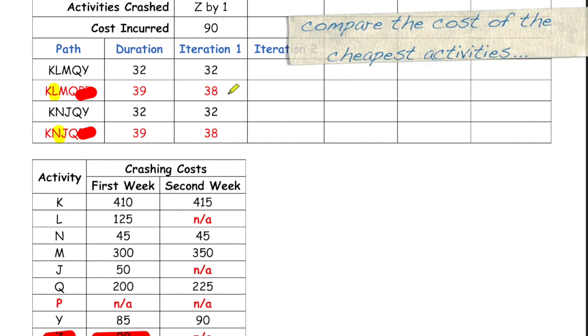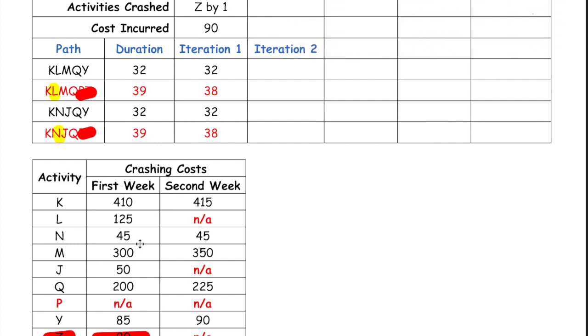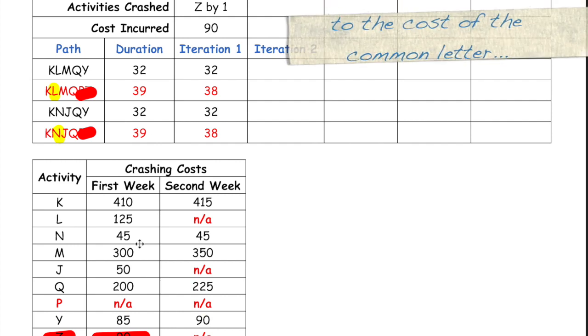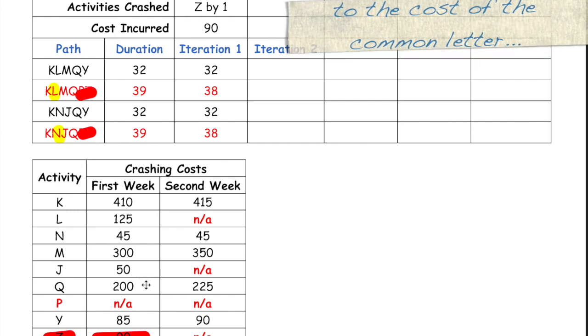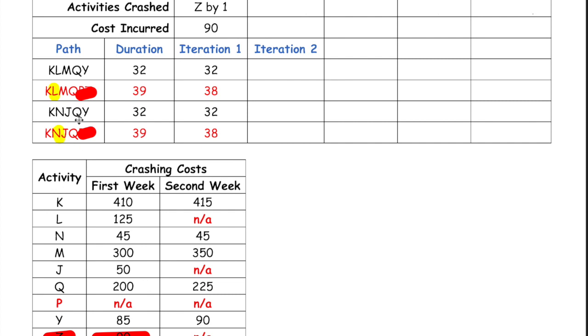And now what we want to ask ourselves is, would we rather crash activities L and N and spend a total of 125 plus 45, so a total of 170, or would you rather crash a common activity, such as K and spend 410, or Q and spend 200. Since the cost of the two cheapest letters together is cheaper than the cost of the common letter, which is 200, we're going to go with the two cheapest letters instead.